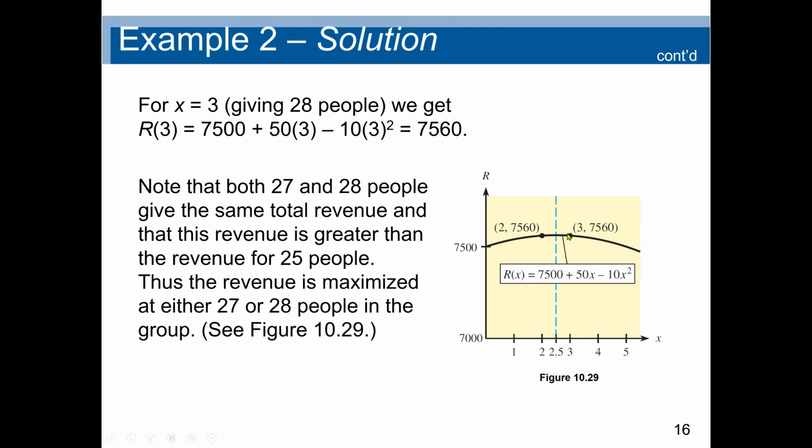So revenue is always the price. So the P will be the price and X will be the number of units.